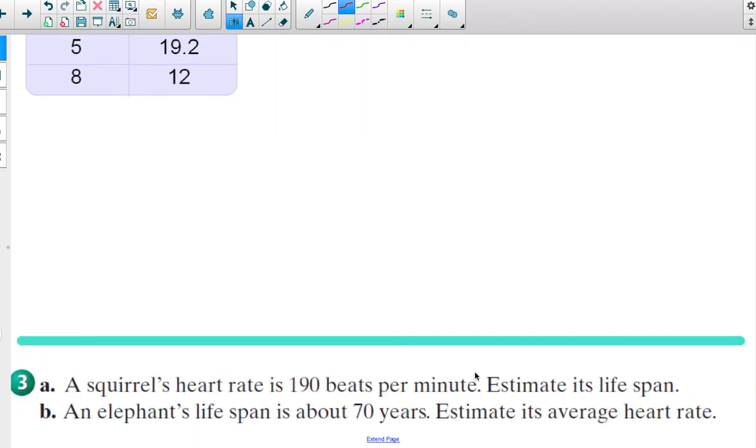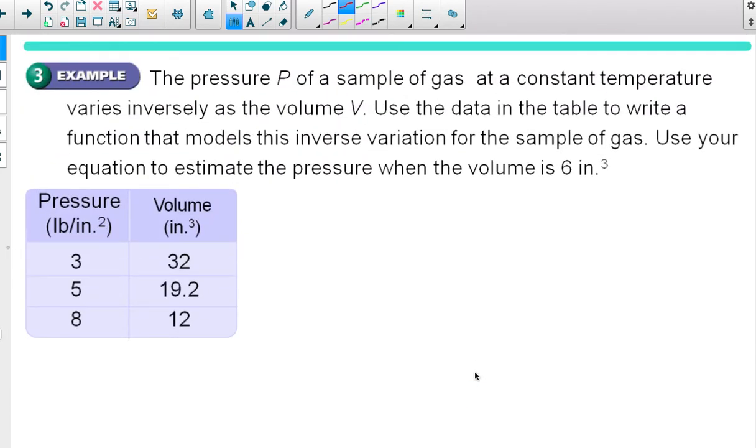All right, so let's do this one. The pressure, this is a physics science type problem, and it says the pressure of a sample of a gas at a constant temperature varies inversely. All right, so there's our key word, varies inversely, as the volume, V. Excuse me. Use the data in the table to write a function that models this inverse variation for the sample of gas. Use your equation to estimate the pressure when the volume is 6.